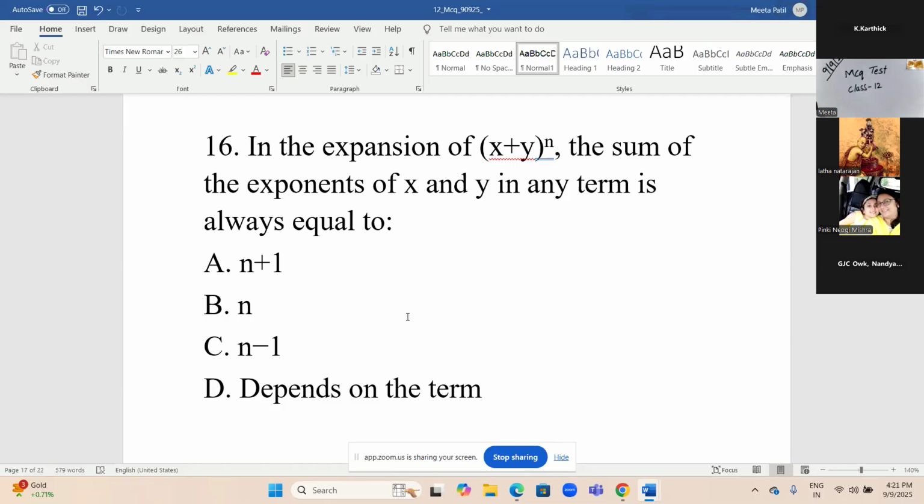Once again, I will repeat the question. In the expansion of (x + y)^n, the sum of the exponents of x and y in any term is always equal to n + 1, n, n - 1, or depends on the terms.